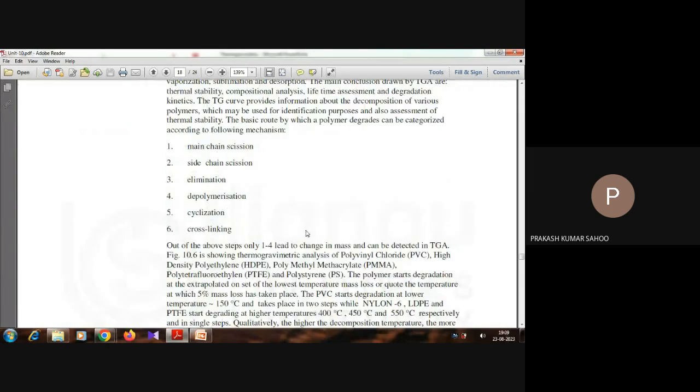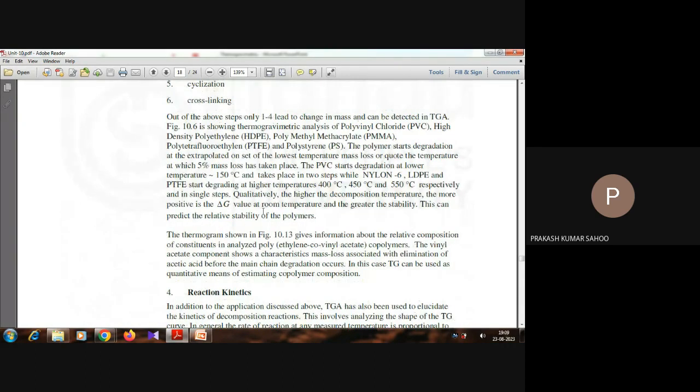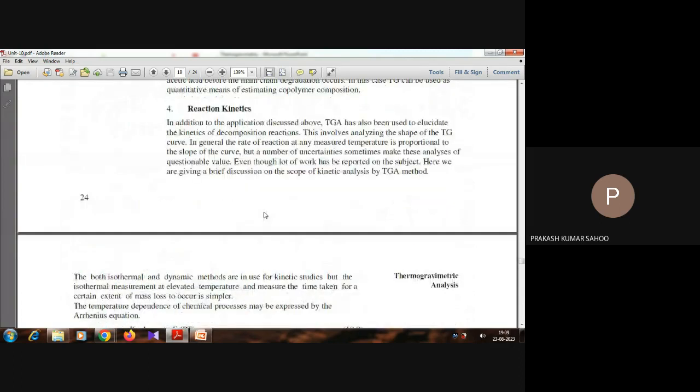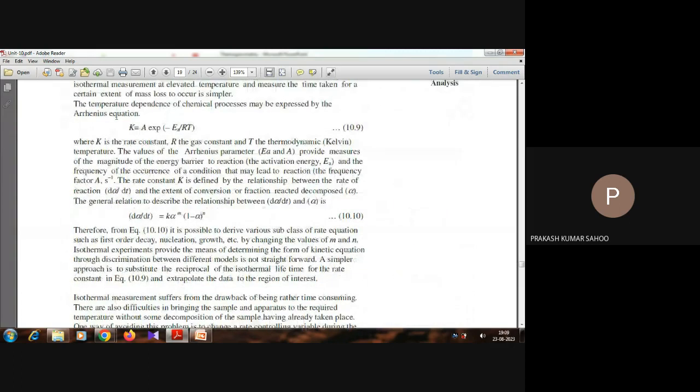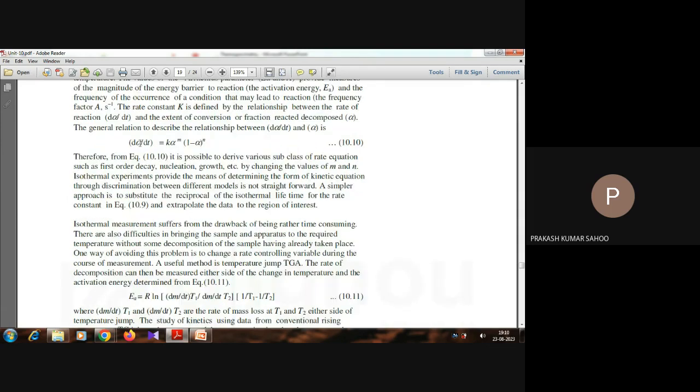Analysis of polymeric material: chain scission, side chain scission, elimination, depolymerization, cyclization, cross-linking. Reaction kinetics also can be studied through TGA by using the Arrhenius equation, that is k equal to A e to the power minus Ea by RT, where A is the Arrhenius constant, Ea is the activation energy, R is the universal gas constant, and T is the temperature in Kelvin, where k is the rate constant.